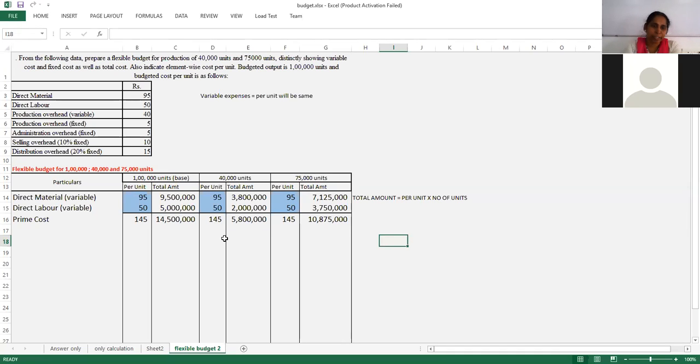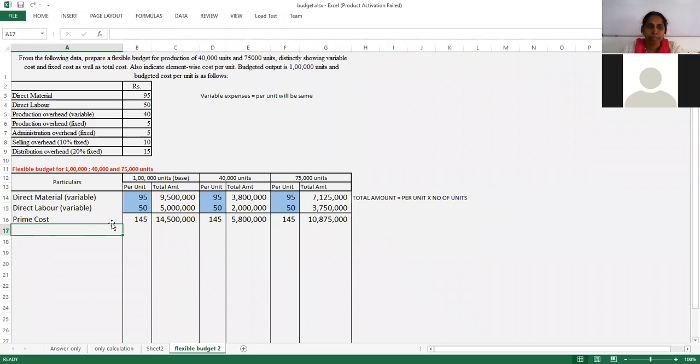So for 1 lakh units, the prime cost is 145 rupees per unit, and the total is 1 crore 45 lakhs. And for 40,000 units, the per unit is also 145 rupees. Why is this the same? Because both the expenses are variable, so there won't be any change in the per unit. So 145 rupees times 40,000 units comes to 58 lakhs. And for 75,000 units, the per unit is the same, 145 rupees, and the total amount will be 1 crore 8 lakh 75,000.